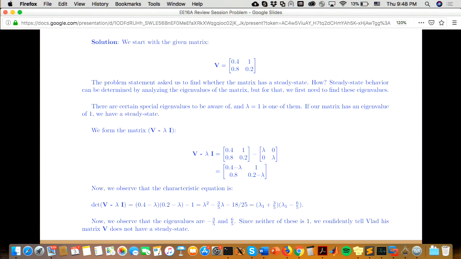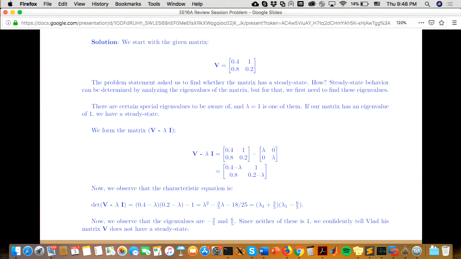So first we form the matrix V minus lambda I, and when we do that, instead of 0.4, 1, 0.8, 0.2, we leave two of the elements untouched. 1 and 0.8 stay the same. 0.4 becomes 0.4 minus lambda because we're multiplying lambda by the identity matrix and subtracting. And then similarly, 0.2 becomes 0.2 minus lambda. The characteristic equation currently has a bug in it. It should be 0.4 minus lambda times 0.2 minus lambda. That's going to represent A times D.